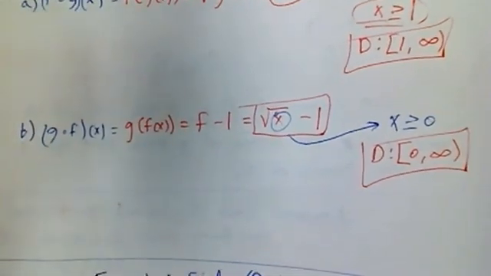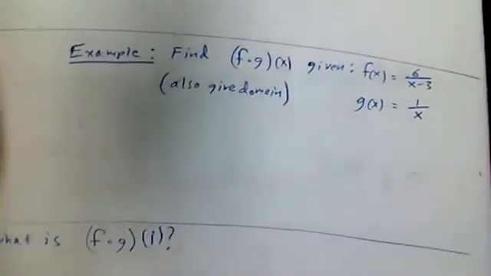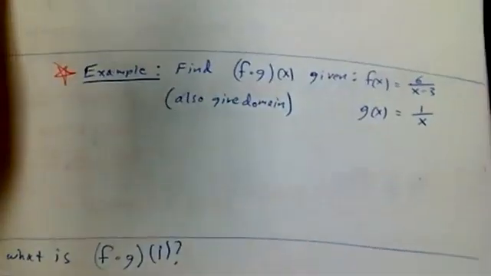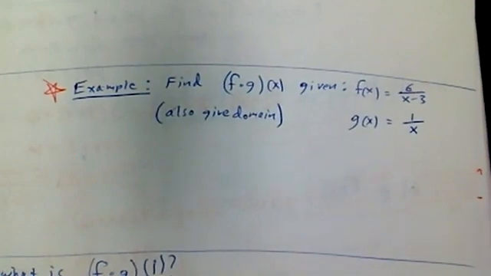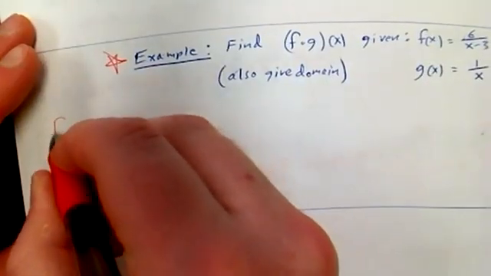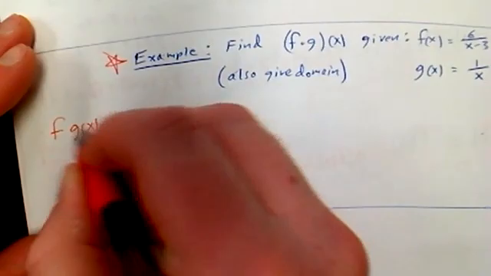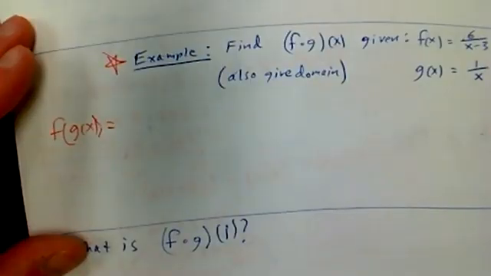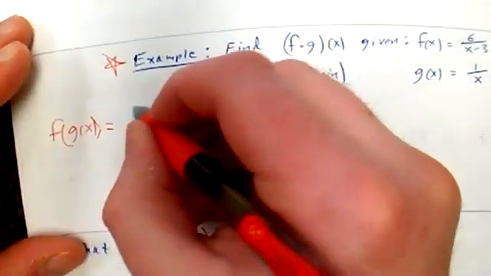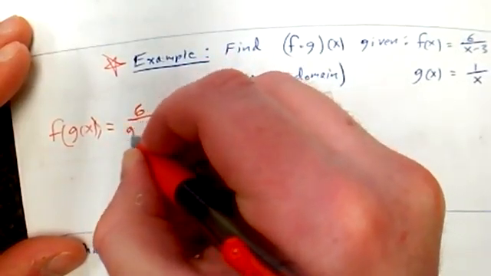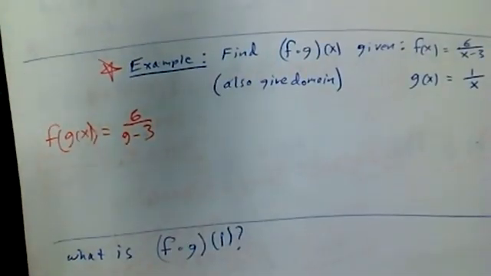Okay. So nothing super interesting has happened, but let's look now at this one, okay? And this might be a good one to put a star by. Find f of g of x given f of x equals 6 over x minus 3 and g of x equals 1 over x. So let's suppose you start this in the same way, okay? And you say, okay, well, I want f of g of x. Now when we look at this, we're going to get f, and wherever we see an x, I got to put in g. So I formed it just like that.